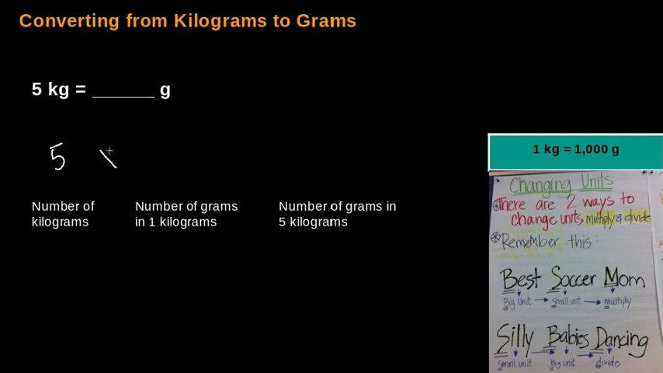5 times, how many grams can you find in the kilogram? That's 1,000. 5 times 1,000 will give you 5,000. The number of grams you'll find in 5 kilograms right here. Okay, let's try another question out.